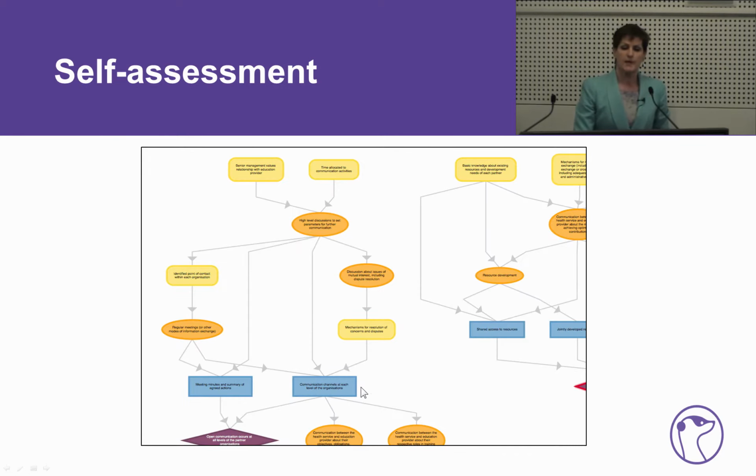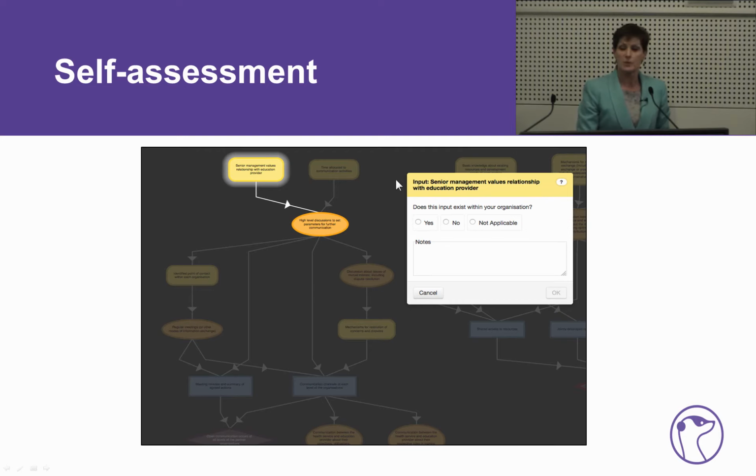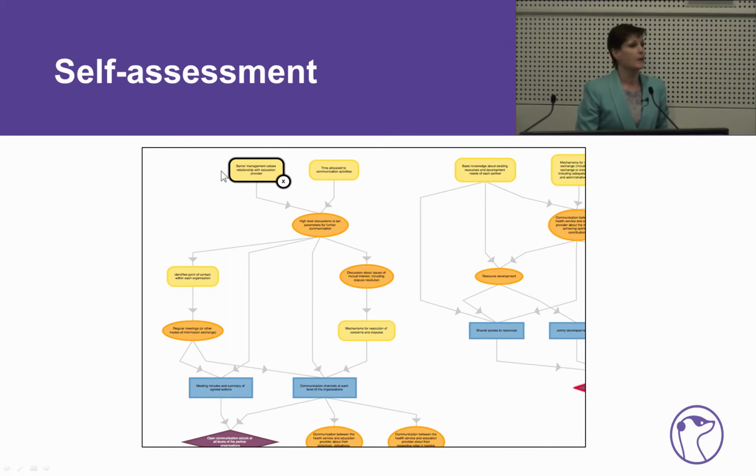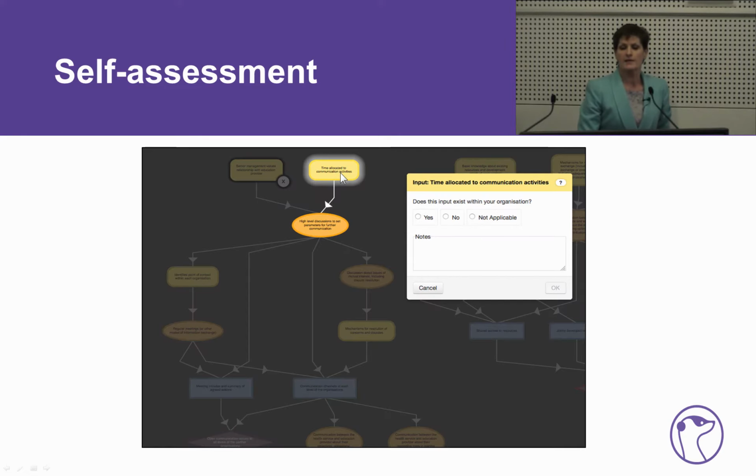We wanted it to be that if you were to click on this particular item, a dialog comes up, which asks you a question. For this input, does this input exist within your organization? Suppose you answered no, and click OK. You get a black halo around the item. Okay, you're sitting in a group, you're talking about this, so this is part of a team-based discussion. You click on another item, it opens up a dialog box. Let's say you say yes.